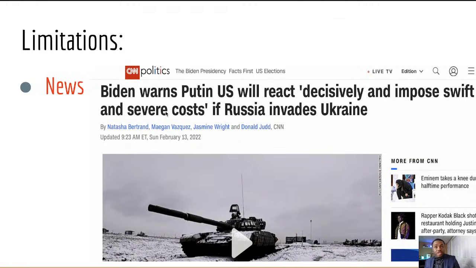Other limitations to technical analysis are news catalysts. For example, Biden warns Putin that the U.S. will react decisively and impose swift and severe costs if Russia invades Ukraine. No matter what the stock market is doing, whether it's going up or going down, as soon as we find out, and again, none of this is confirmed yet, but if we find out that we were going to war, it would totally impact the technical analysis and could totally tank the market down, right?